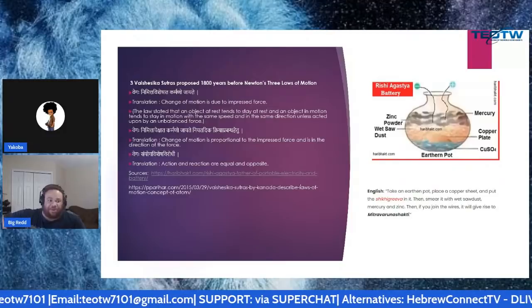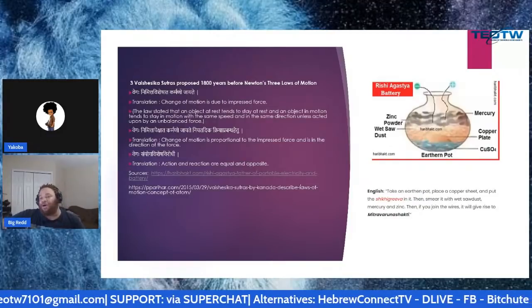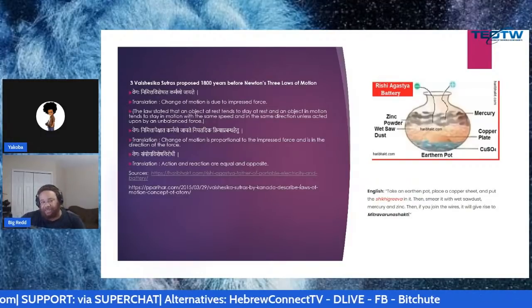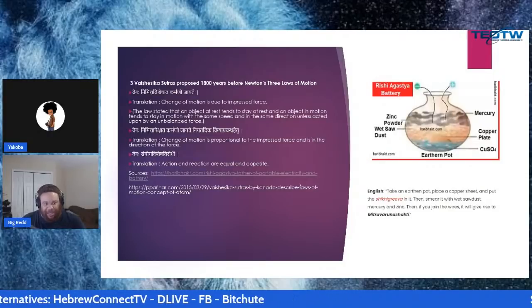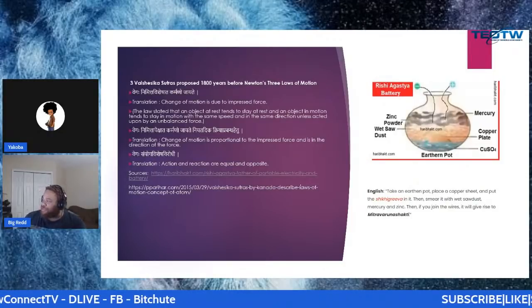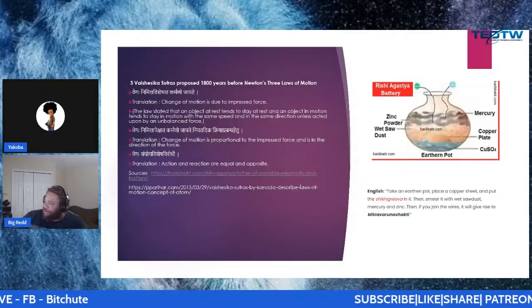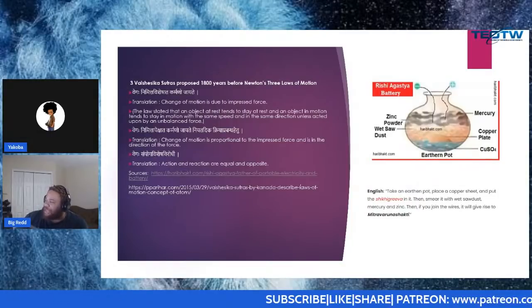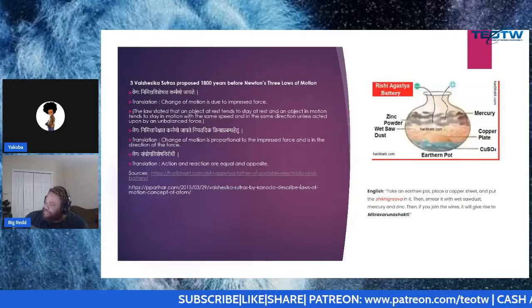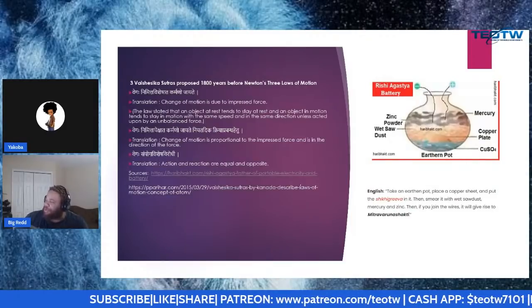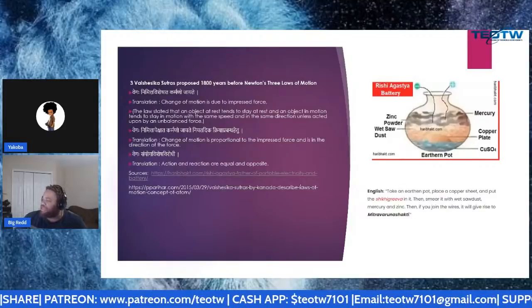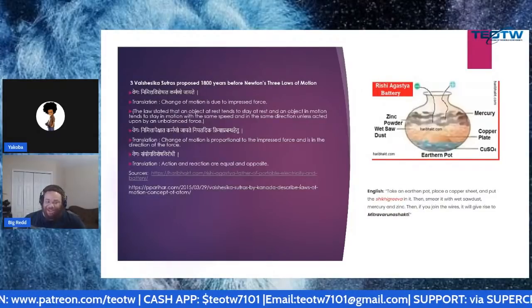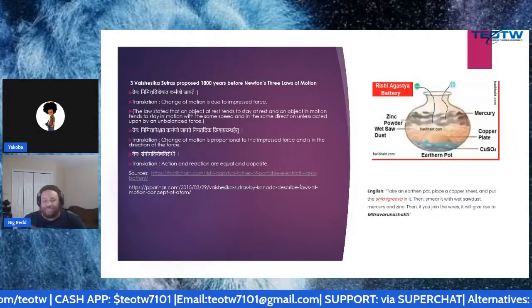Because each one of those deities represents not only aspects of religious things, but they also represent things that we know of as science, what we are taught as science. So he would say in his writing, take an earthen pot, place a copper sheet, and put the Shikigriva in it, then smear it with wet sawdust, mercury, and zinc. Then if you join the wires, it will give rise to Mitra Varuna Shakti. So what he was essentially doing is, this is a battery.